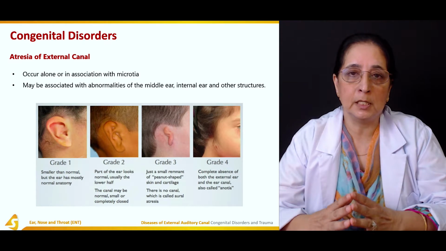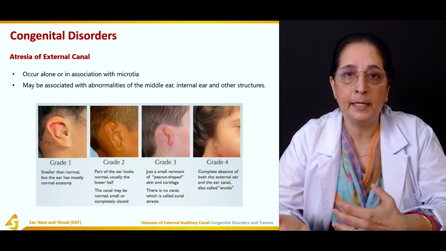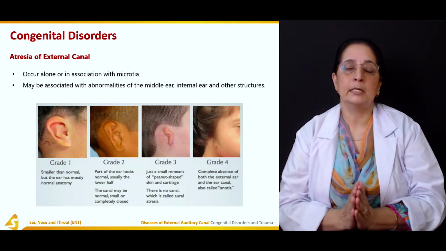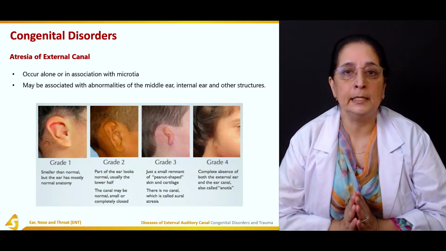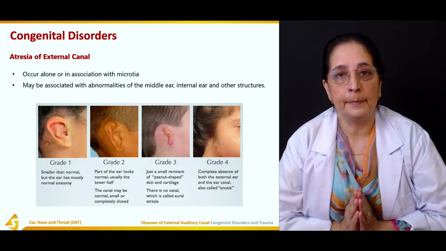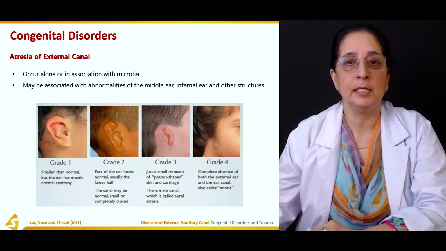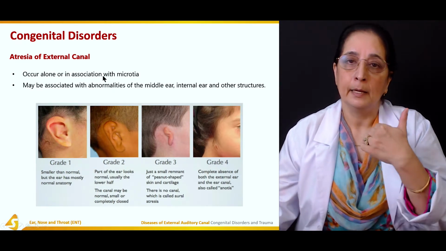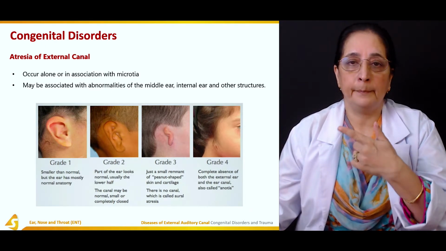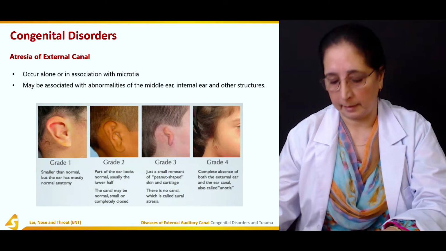So microtia is smaller than normal, but anotia is the complete absence that comes under grade 4, which is the most severe type. In this, there is complete absence of the ear and complete absence of the ear canal. So that's the atresia of the external canal with microtia or without microtia. Maybe the middle ear or internal ear is also affected.